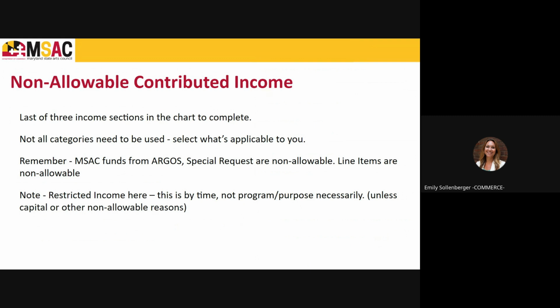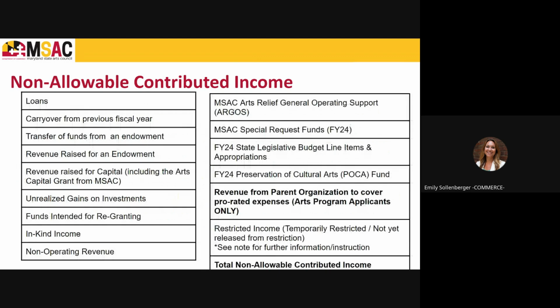The next section is the non-allowable contributed income. So this is the last of the 3 sections for the chart. Again, not all categories need to be selected, but there are some notes here, and I'm going to go to the next slide. Actually, I'm going to go to this slide to look at all of the listings of the non-allowable contributed income sources. So these are the types of funding that we actually cannot use to determine your funding. So they are considered outside of your general operating, or perhaps you've received additional funding from the state or the State Arts Council that are considered non-allowable when we're determining your GFO funding.